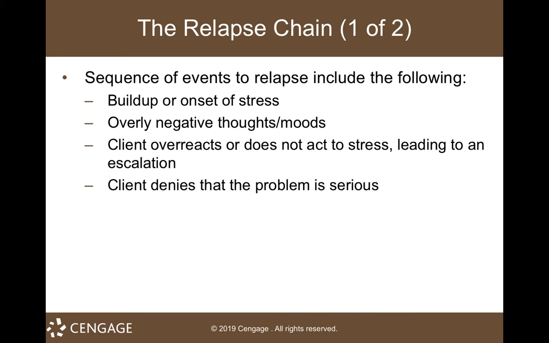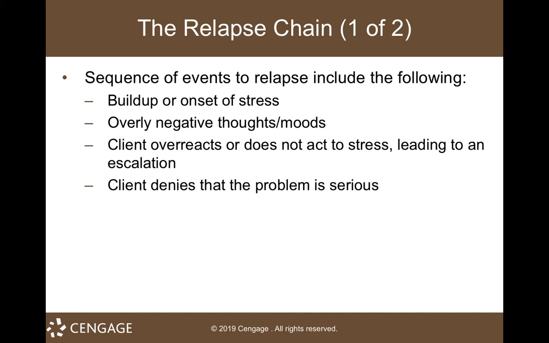So relapse doesn't usually just occur. It's like, oh, okay, I'm sober, and no, I'm not. That doesn't really happen. There's a process for it. So the first is a buildup or onset of stress. This could be positive stress, like planning a wedding or graduating school or getting a new job, or it could be negative stress. And then this can be clouded by overly negative or positive thoughts, moods, and feelings, including confusion, bewilderment, irritability, depression, elation, or complete numbness.